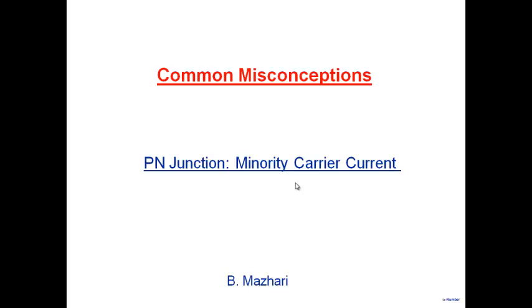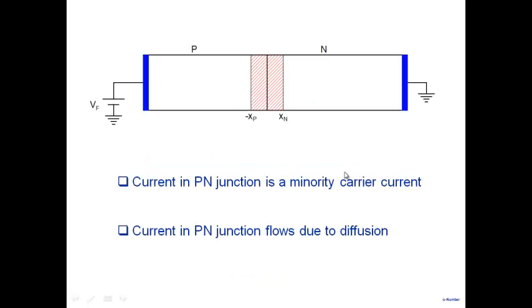Have you heard of this? PN junction is a minority carrier device. Have you heard of that? Bipolar transistor is a minority carrier device. Current in a PN junction is minority carrier current. What do they mean?